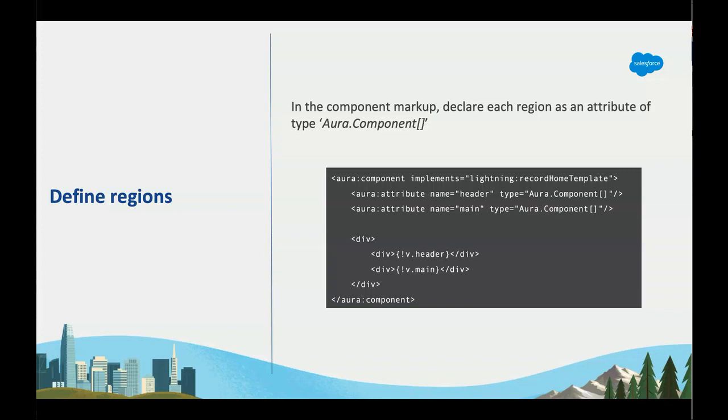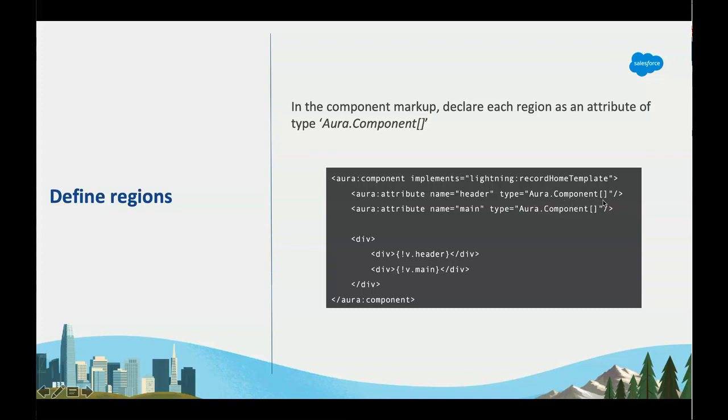Now, let's take a look at a sample template to understand what the basics are that go into building a custom template. Right on the top of this code snippet, you can see that I've implemented the interface Lightning Record Home Template. Now, what this tells the system is that this template is going to be available only for record home pages. And then I'm going to define the attributes, header, and main. And these are going to be my actual regions. And hence, I'm going to declare them of type Aura component arrays.